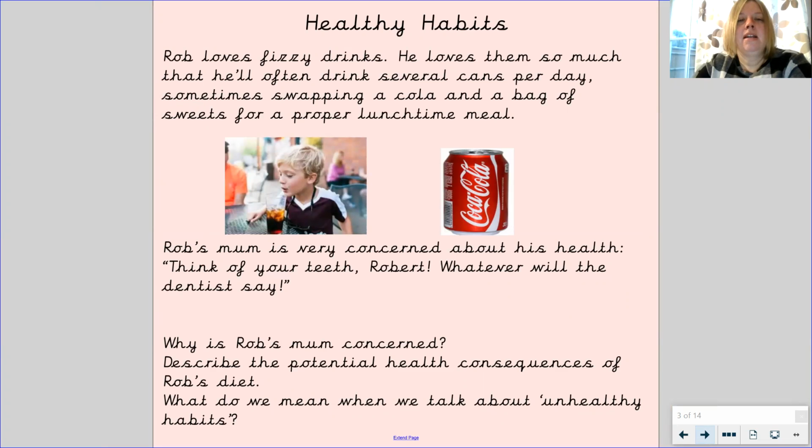Healthy habits. Listen carefully to this scenario. Rob loves fizzy drinks. He loves them so much that he'll often drink several cans a day, sometimes swapping a cola and a bag of sweets for a proper lunchtime meal. Rob's mum is very concerned about his health.